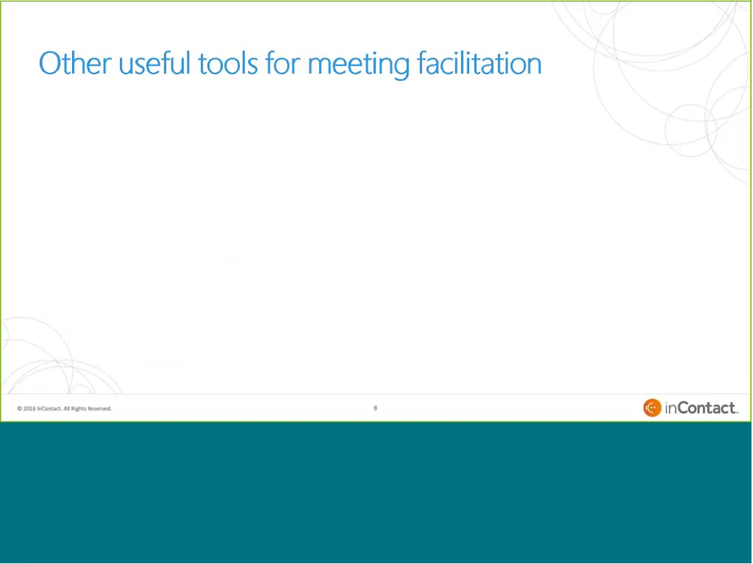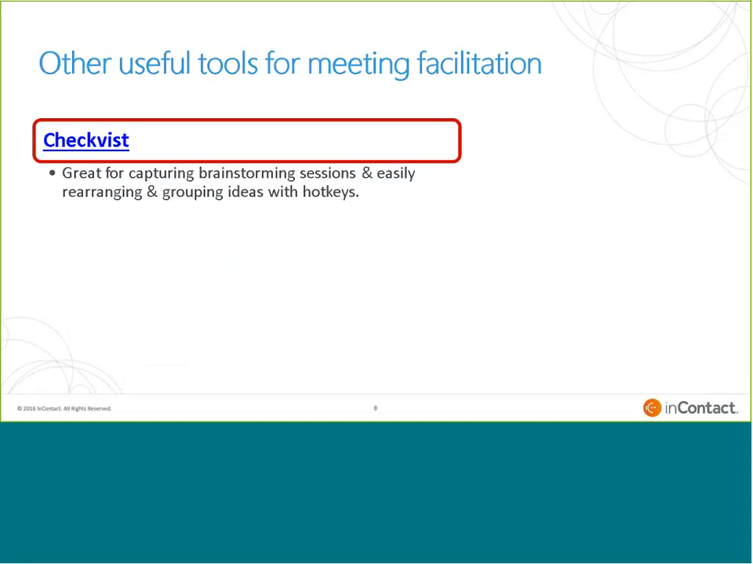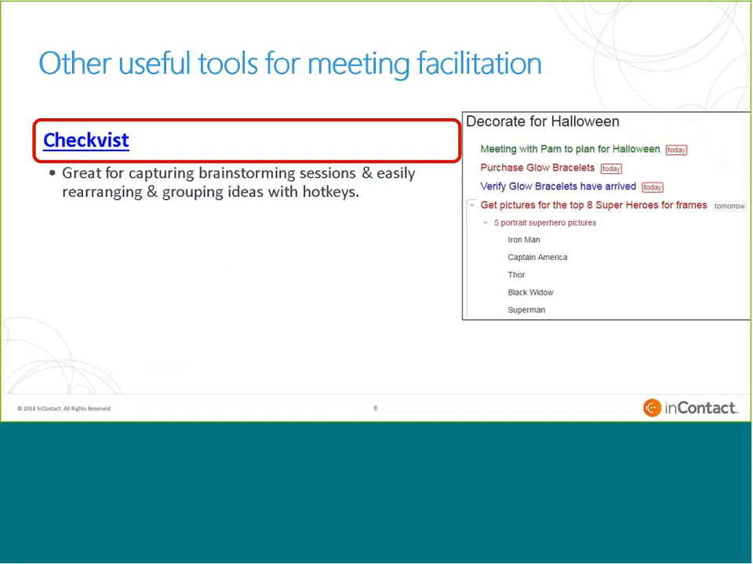Okay, other useful tools for meeting facilitation. Check this. It's great for capturing and brainstorming sessions and easily rearranging and grouping ideas with hotkeys. So for example, decorate for Halloween. Here's a list, and it's just basically an online outliner. And I can go in and put some tasks together as to who's going to do what for different things and embed things under each other. It's different than OneNote. It's very similar. But the thing that's nice about it is you can easily move things around.